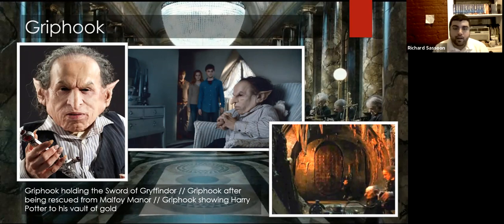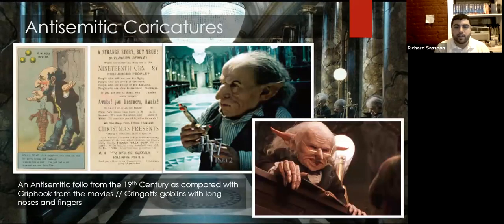The hoarding of gold, the sort of divisiveness between goblins and wizards, the stress on persecution and discrimination, and ultimately the sort of negative aspect of cleverness, that each was seeking to betray the other, that the goblins were untrustworthy, similarly to how Jews have been in anti-Semitic fashion deemed as untrustworthy. Never mind, of course, the physical similarities.